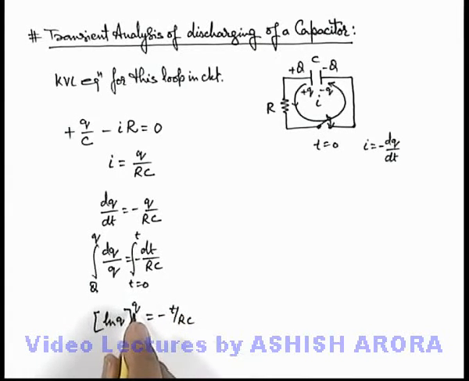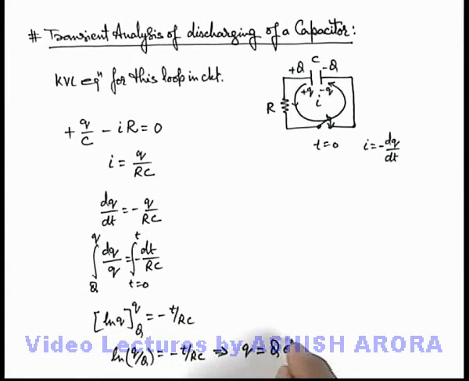So on substituting the limits, it will be ln of q minus ln of capital Q, that is ln of q by capital Q equals minus t by RC, and this implies if we solve for the charge on the capacitor as a function of time, this will give us capital Q e to power minus t by RC. So this is the charge on the capacitor as a function of time we are getting here.